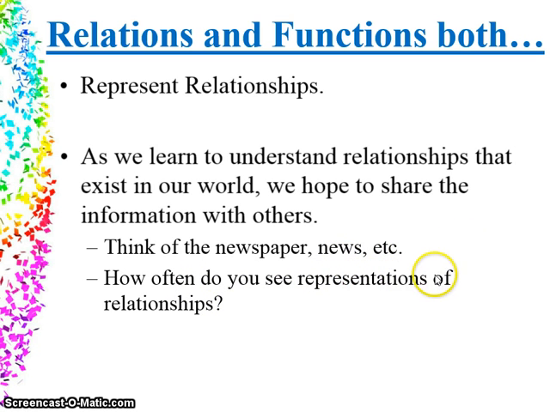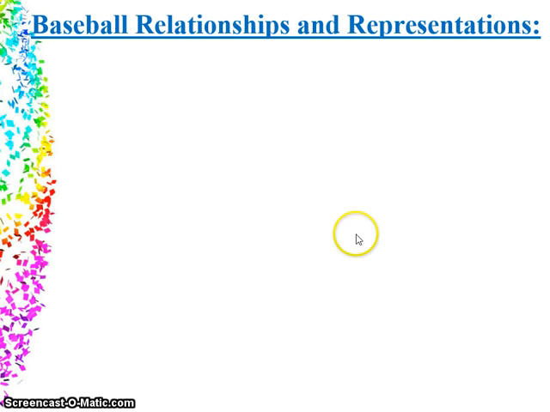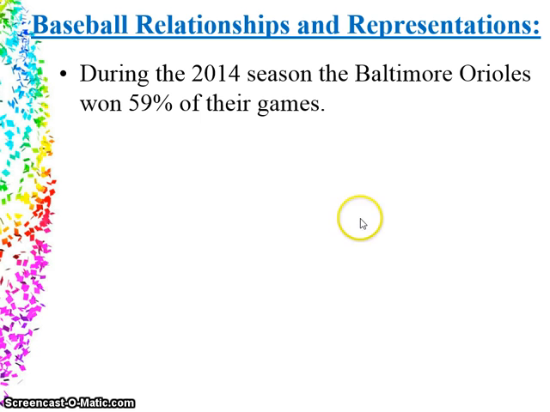Very often. For example, let's just look at baseball. In baseball, you see and hear a lot of relationships. For example, during the 2014 season, the Baltimore Orioles won 59% of their games. That's a relationship comparing the season to the amount of wins that they had.